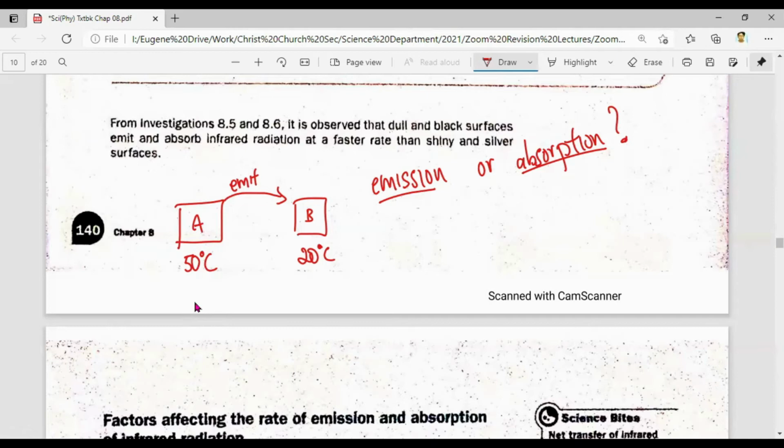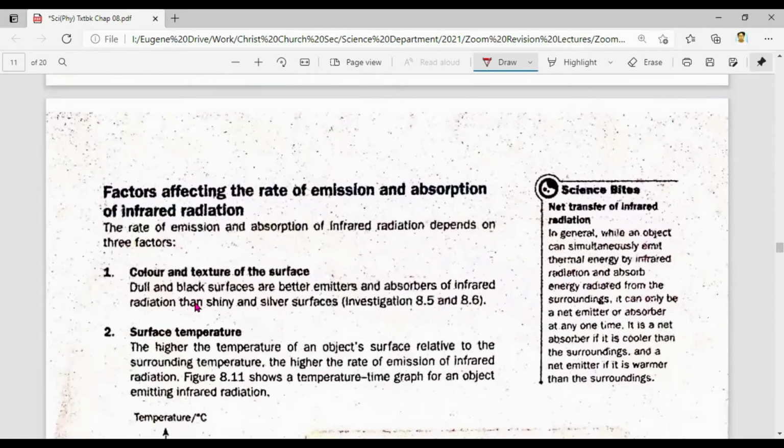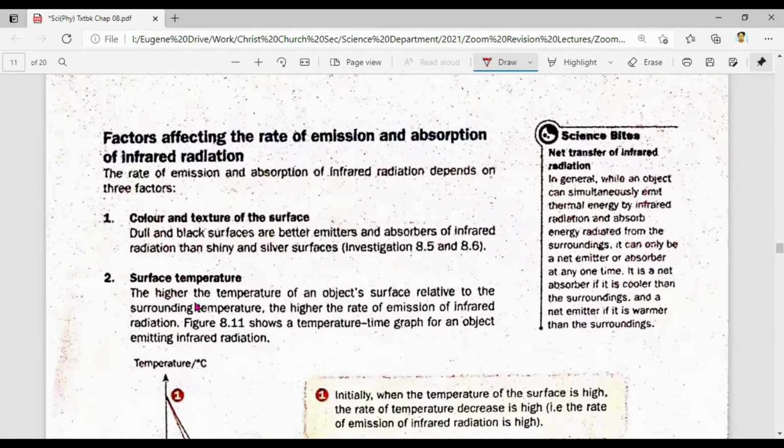You must always figure out whether the substance is absorbing or emitting heat. Okay. So once I determine whether it's absorption or emission, the rest of it comes in quite nicely. So first thing, how can I speed it up? How can I slow it down?